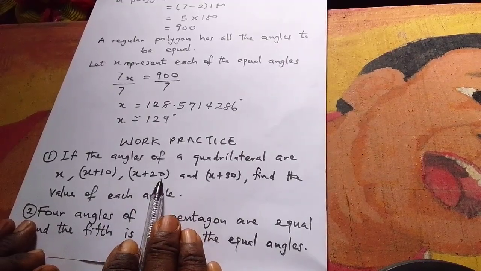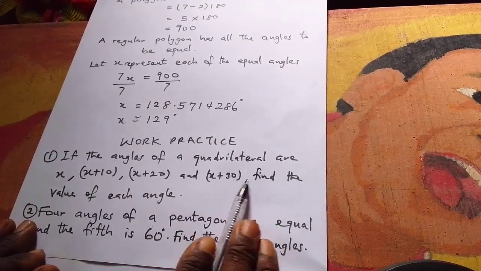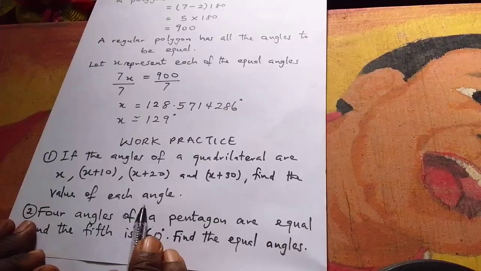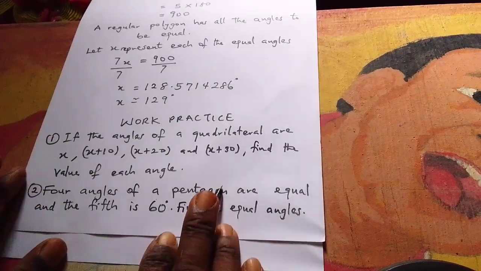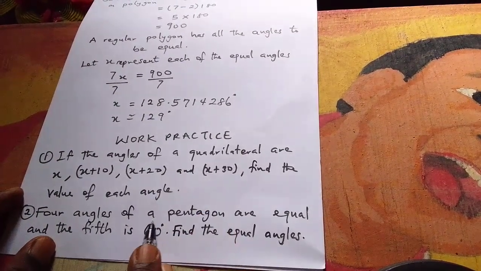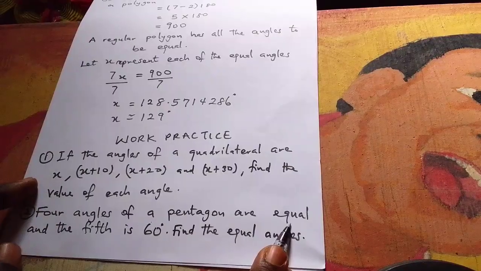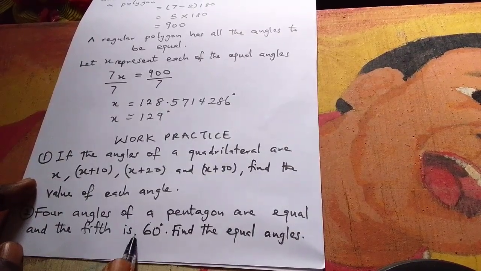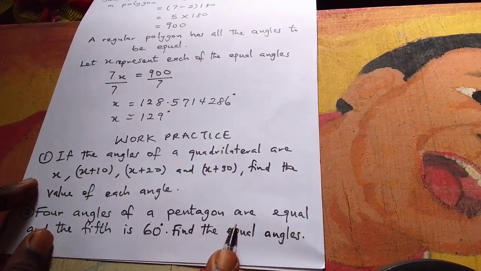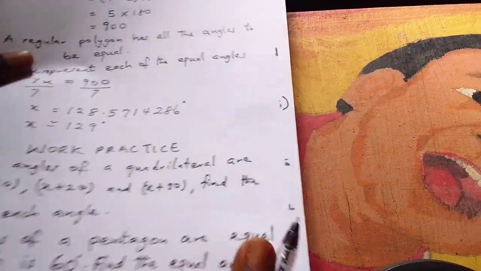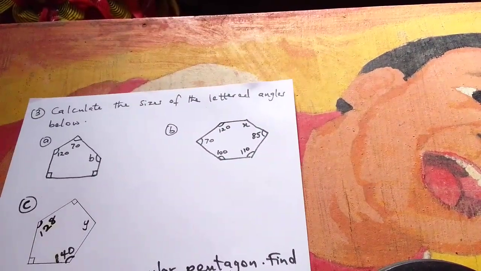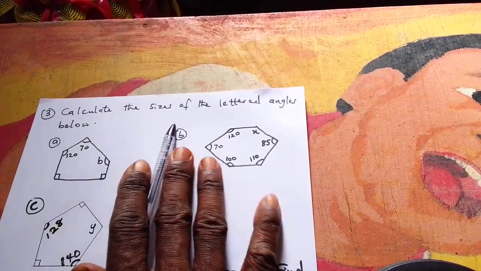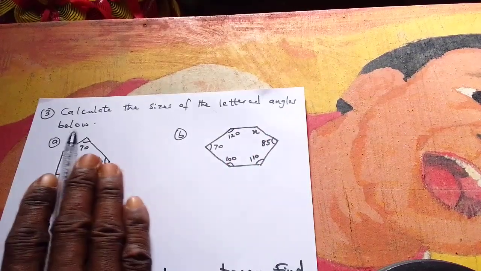Number 1, if the angles of a quadrilateral are x, x plus 10, x plus 20, and x plus 30, find the value of each angle. Number 2, 4 angles of a pentagon are equal and the fifth is 60 degrees. Find the equal angle.